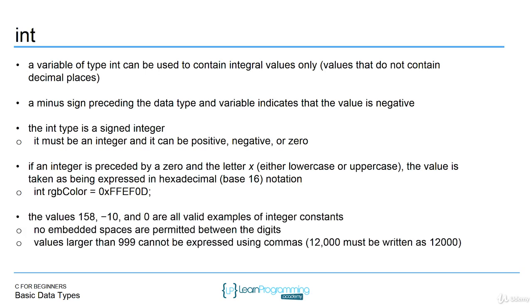The values 158, -10, and 0 are all valid examples of constants that you can assign to integer variables. No embedded spaces are permitted between the digits. And if you try to assign a value larger than 999, you can't use commas. So don't try to assign a value to a variable named x with 12,000 written with a comma in the wrong place. You have to do 12000.